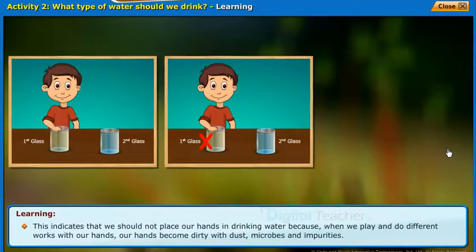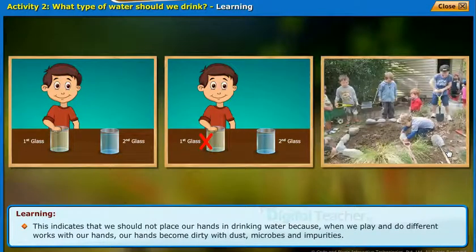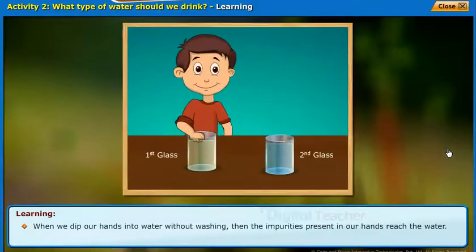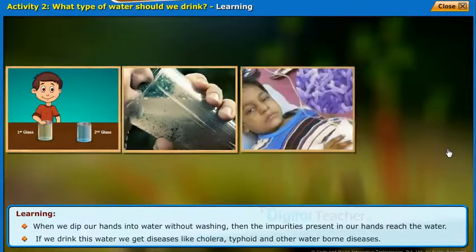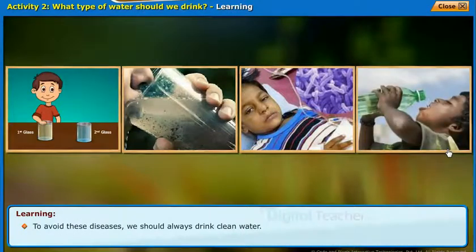This indicates that we should not place our hands in drinking water because when we play and do different work, our hands become dirty with dust, microbes and impurities. When we dip our hands into the water without washing, the impurities present in our hands reach the water. If we drink this water, we get diseases like cholera, typhoid, and other waterborne diseases. To avoid these diseases, we should always drink clean water.